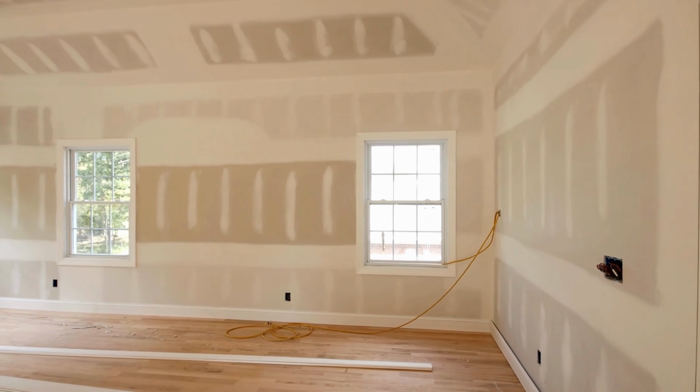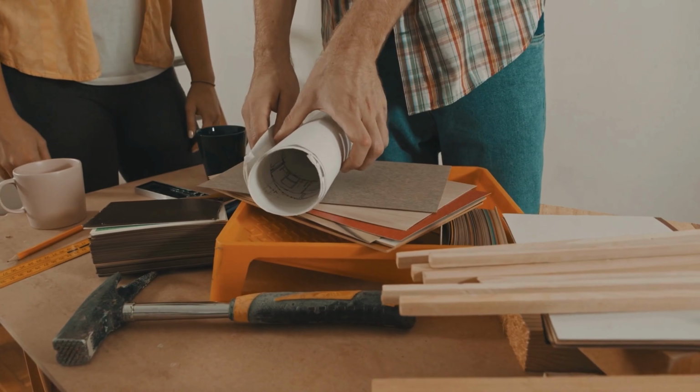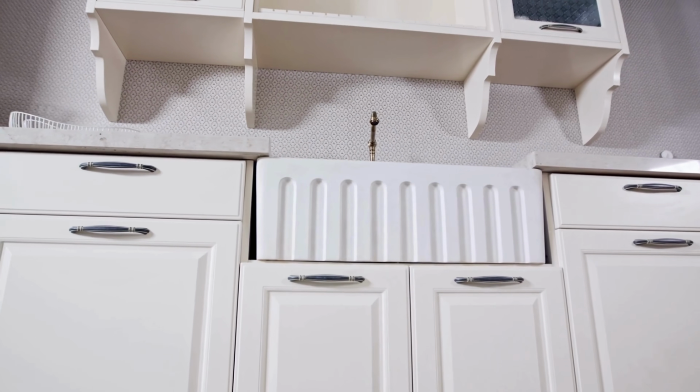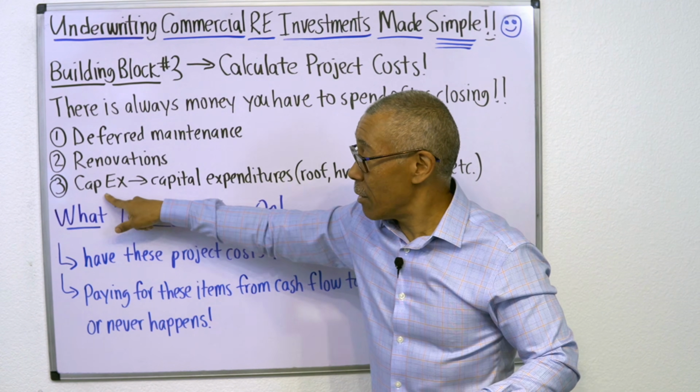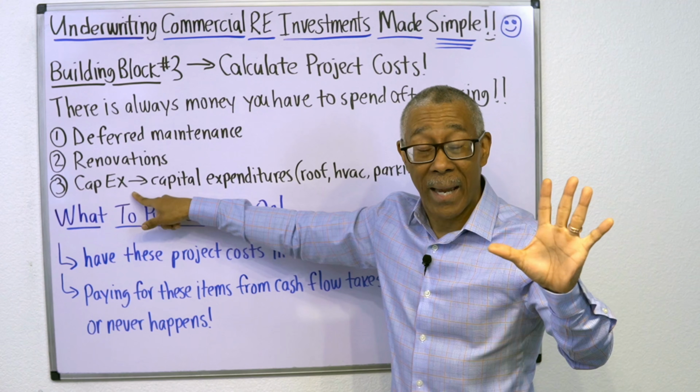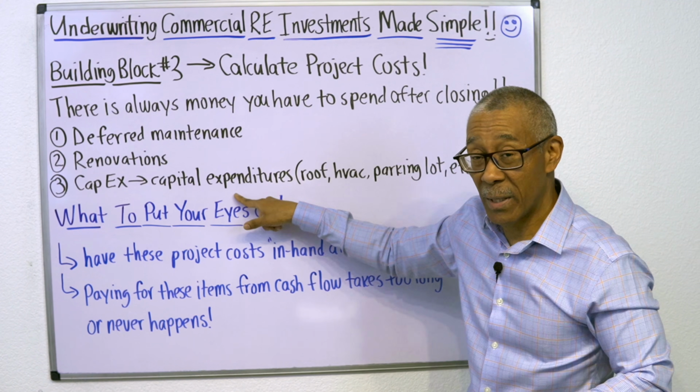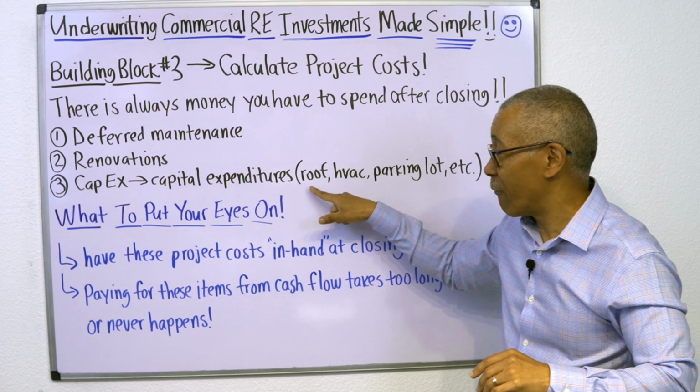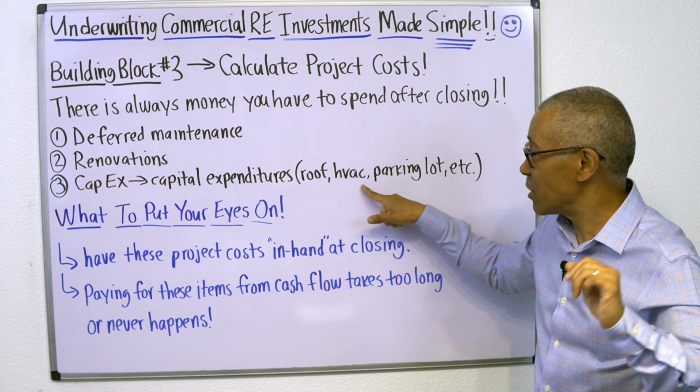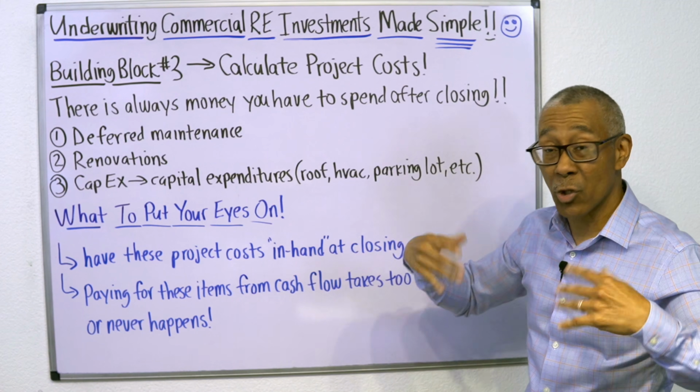You may need to do interior renovations when you re-rent a unit. You may have a couple of vacant units where you want to renovate, put in new kitchens, bathrooms, or paint or something. You need money for that. And then also number 3, CapEx, or capital expenditures, that you're going to have to save for later. These are like roof, HVAC, parking lot, and so forth.